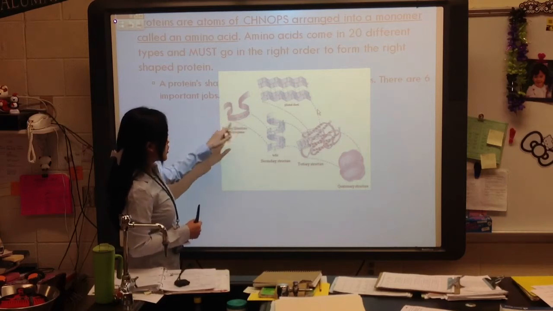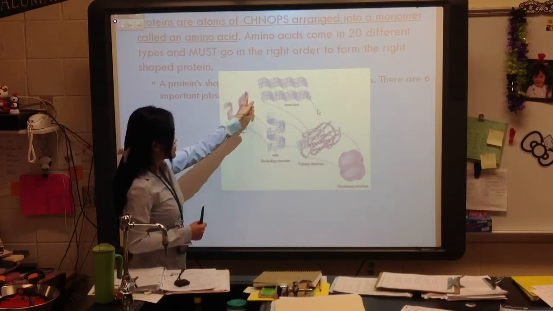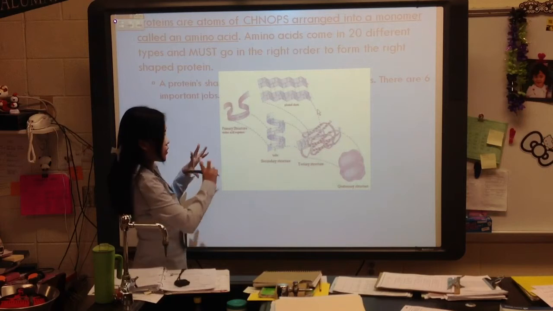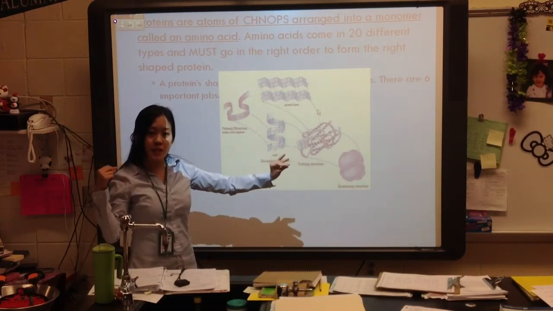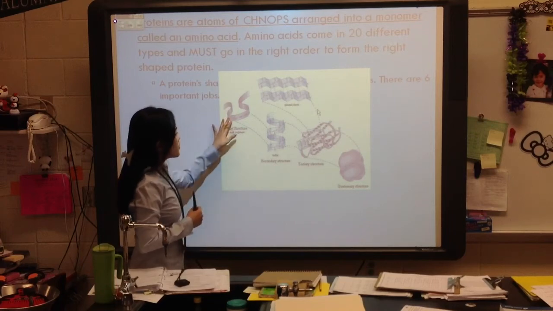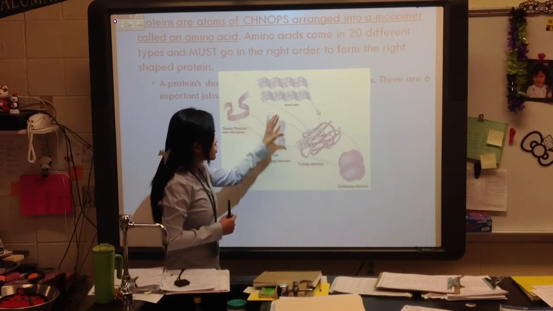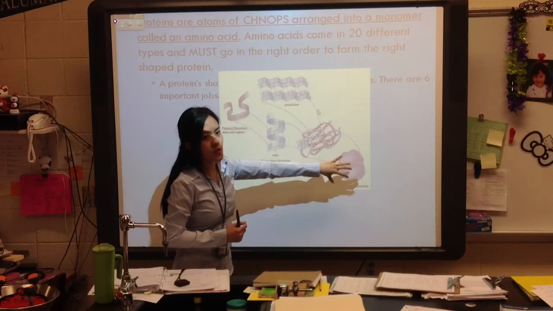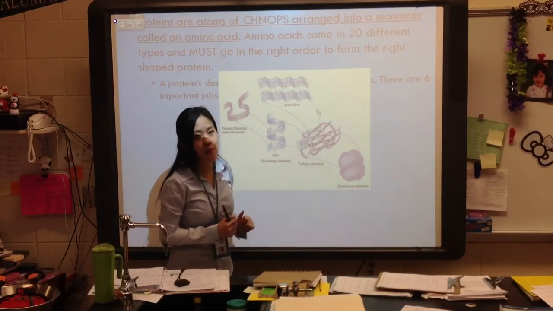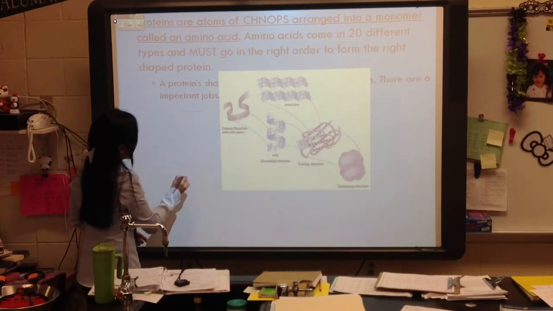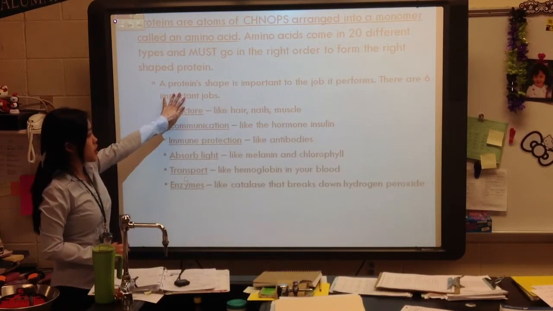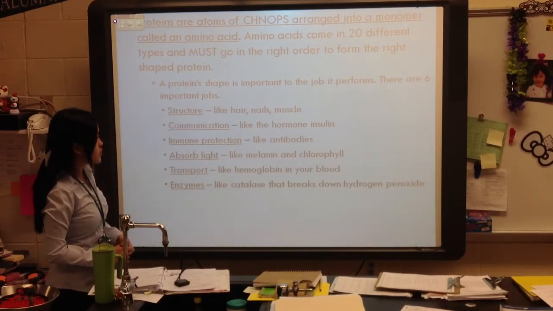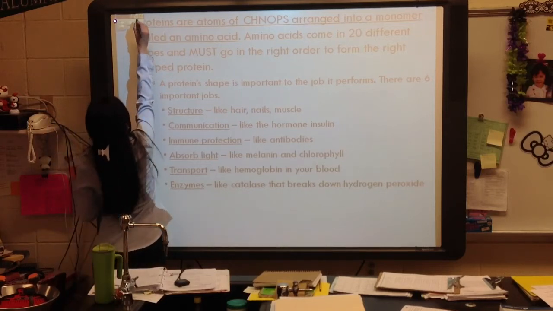In this picture, what they're showing you is the different names of those amino acids. Usually it's represented as some sort of chain, or you can think of a string of beads as representing the protein. And here they're showing you that they actually fold into a specific shape before they become a usable protein. So a protein's shape is important to the job it performs, and there are 6 important jobs.